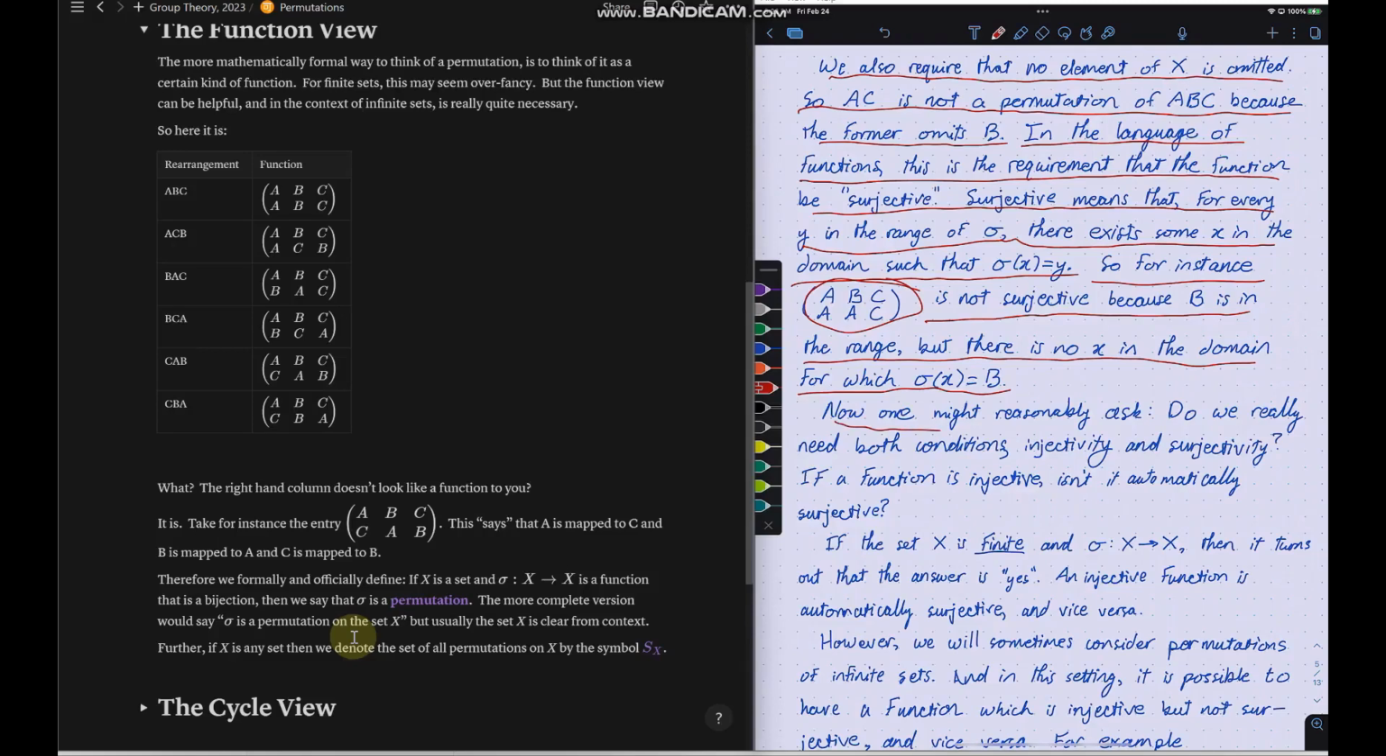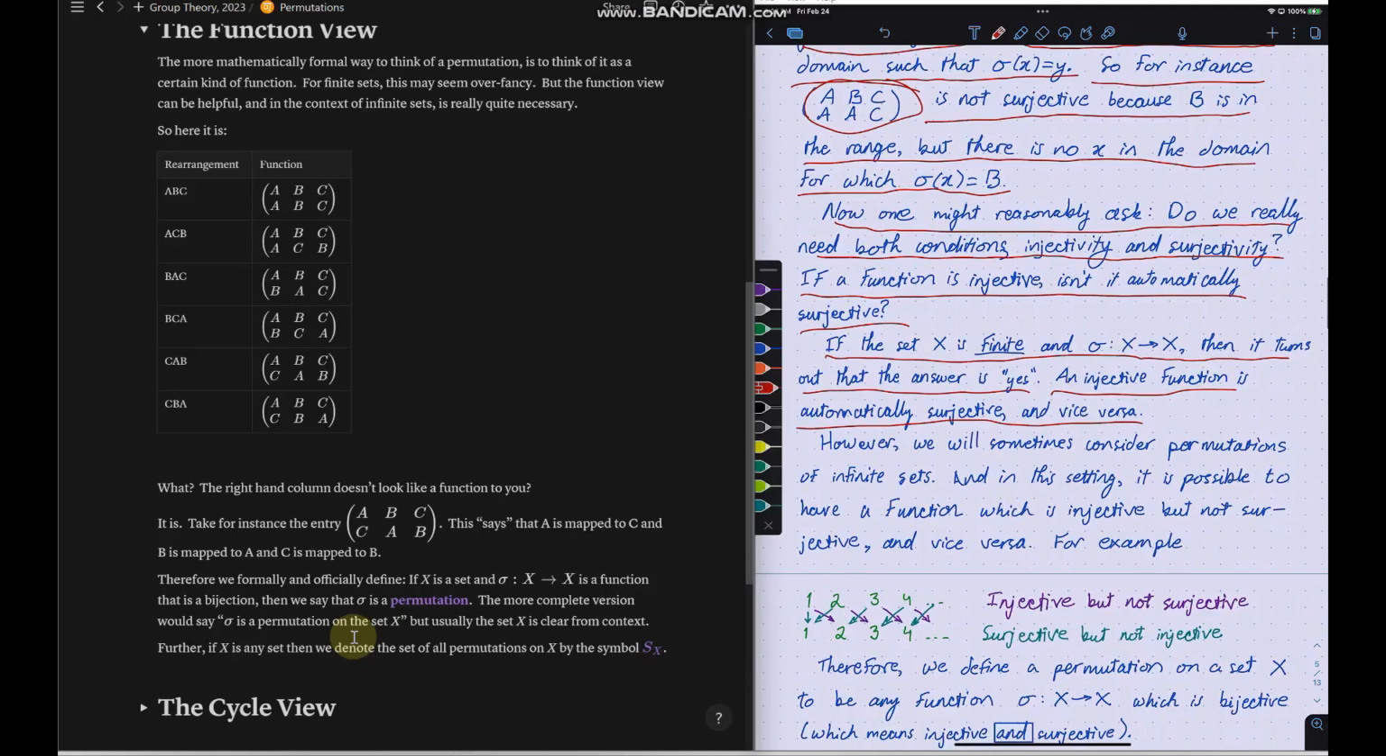Now, one might reasonably ask, do we really need both conditions, injectivity and surjectivity? If a function is injective, isn't it automatically surjective? If the set X is finite and sigma goes from X to X, then it turns out that the answer is yes. An injective function is automatically surjective and vice versa. A surjective function is injective.